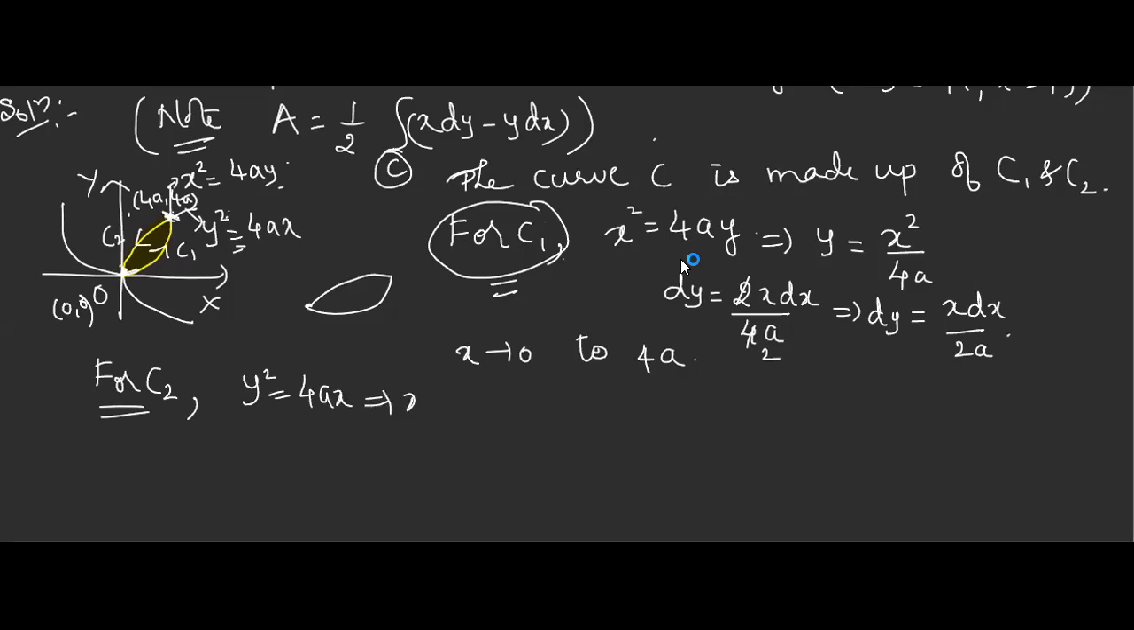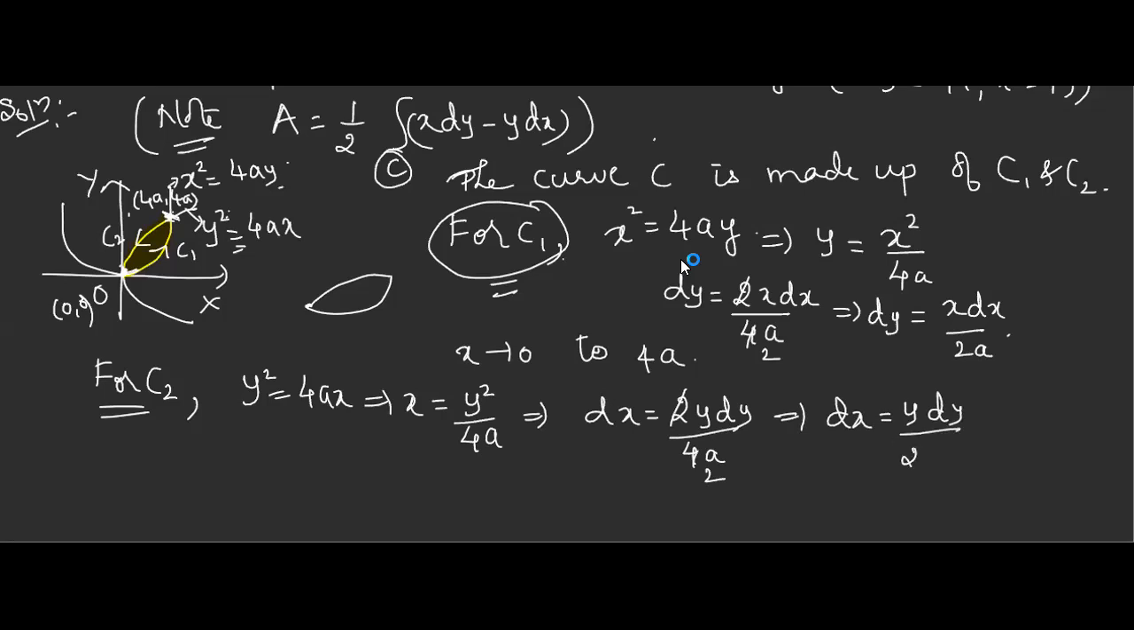What is the value of x from here? x is y square by 4a. Differentiate it. So derivative of x is dx. What is the derivative of y square? 2y dy divided by 4a, no? Simplify. So dx is y dy upon 2a. Correct? Now, in C2, we are converting everything in terms of y.